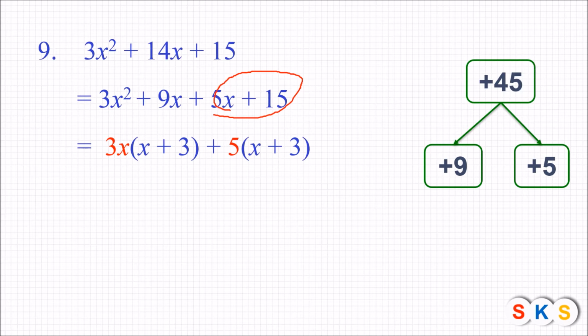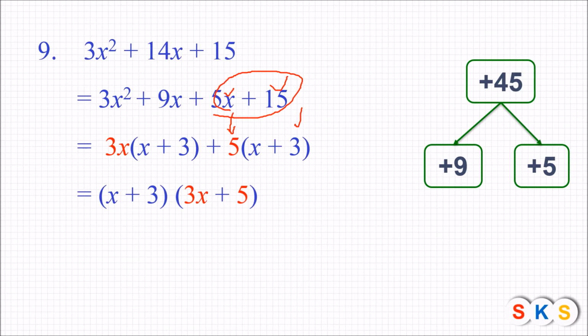5x you can write as 5 into x and 15 you can write as 5 into 3. So the common is 5 here, right? And what is left here? X. And here what is left? It was 5 into 3. I have taken 5 as a common, so what is left here? 3. So we will get here x plus 3 into 3x plus 5.